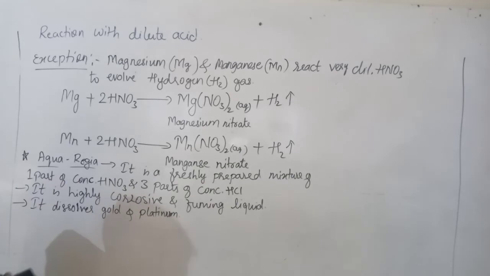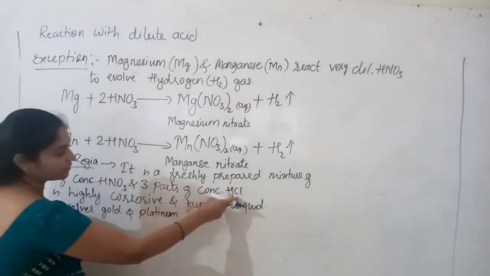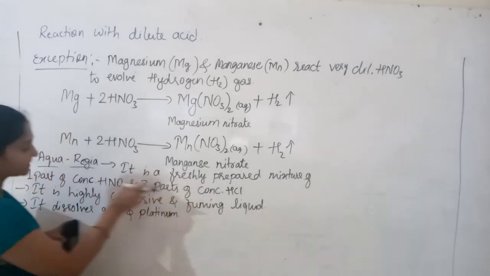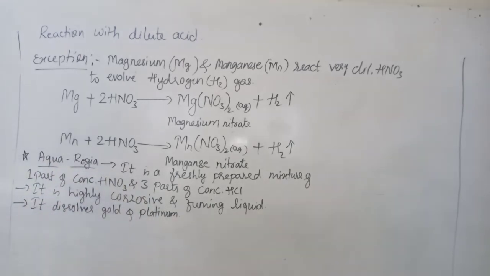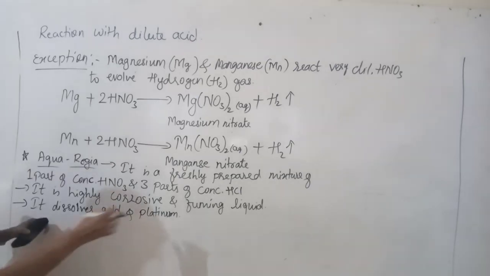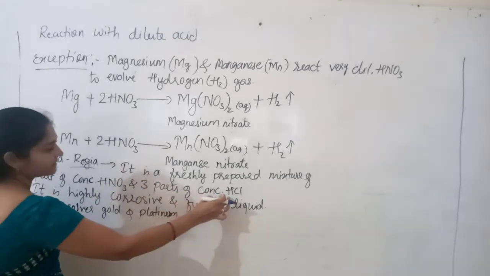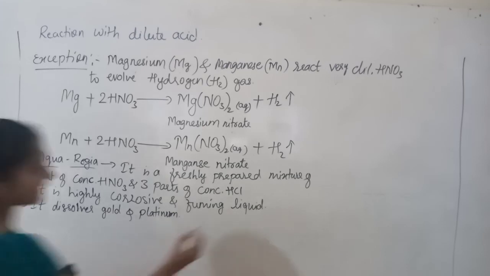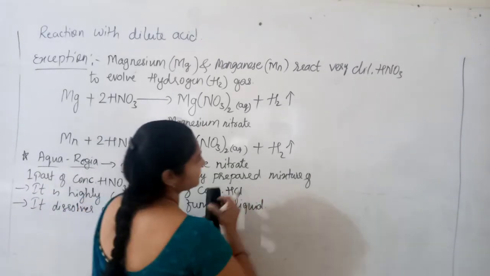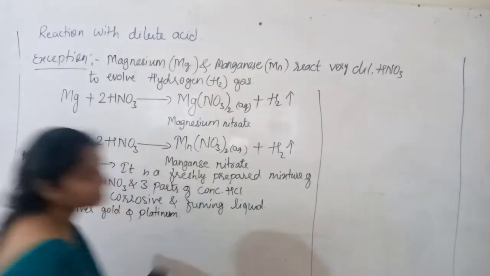They are mixed in a 3:1 proportion, respectively: hydrochloric acid 3 parts and nitric acid 1 part. That is what we call the mixture of nitric acid and hydrochloric acid, aqua regia. Then we'll now discuss the reactions. We'll discuss the reaction.